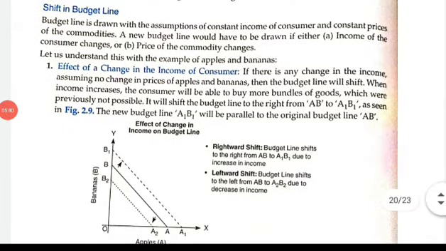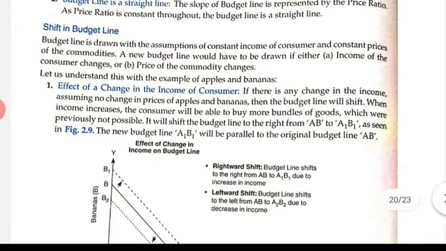After this, the shift in the budget line. The budget line is drawn with the assumption of constant income of the consumer and constant prices of the commodity. A new budget line would have to be drawn if either the income of the consumer changes or the price of the commodity changes. So the budget line shifts because of two reasons: either the income of the consumer changes or the price of the commodity changes.